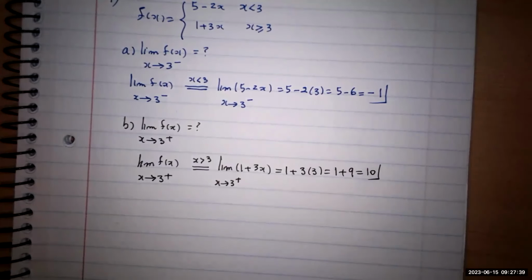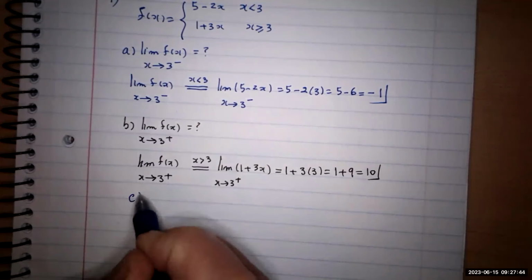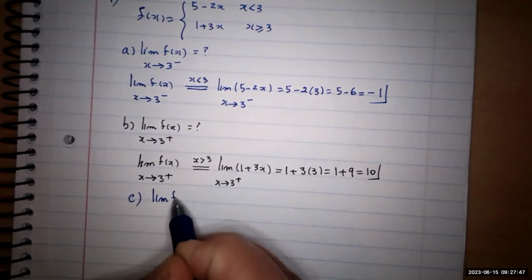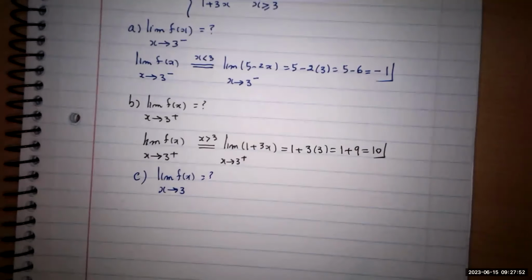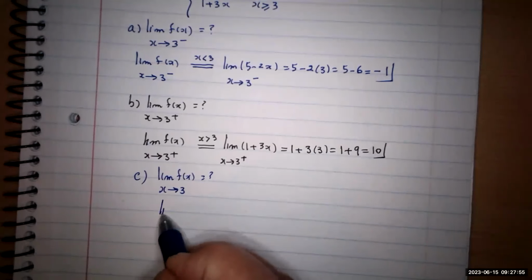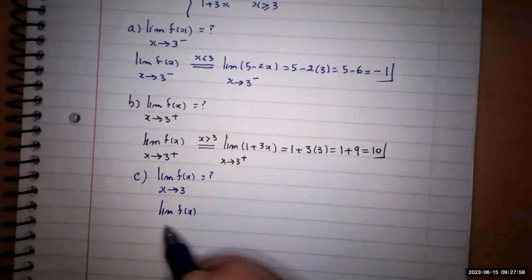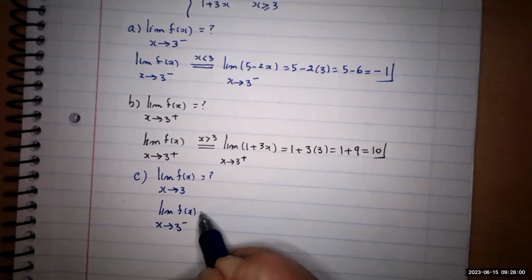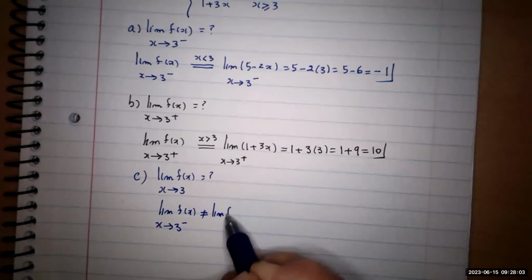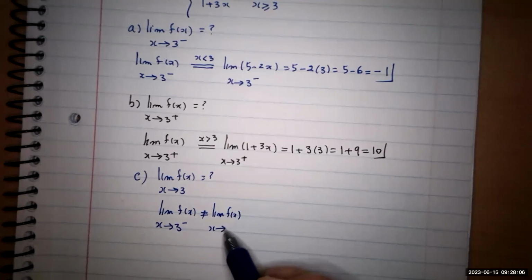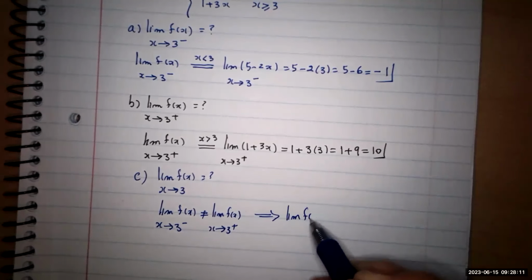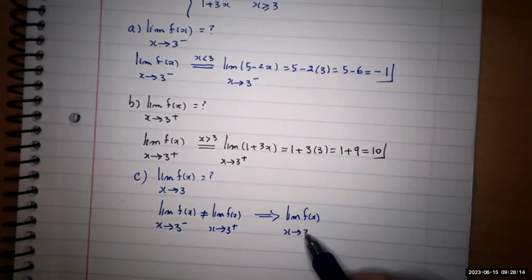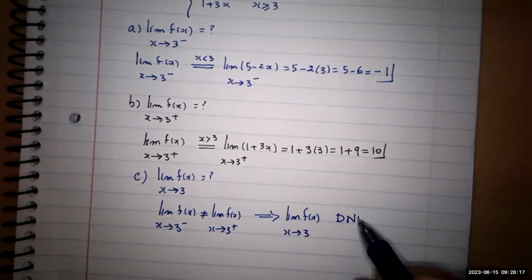And this is what you're going to do for part C. Part C, you've been asked what is the limit of f of x as x goes to 3. So your answer would be, you say that the limit of f of x as x goes to 3 negative is not equal to the limit of f of x as x goes to 3 positive. So that would imply that the limit of f of x as x goes to 3 does not exist, and we accept it.